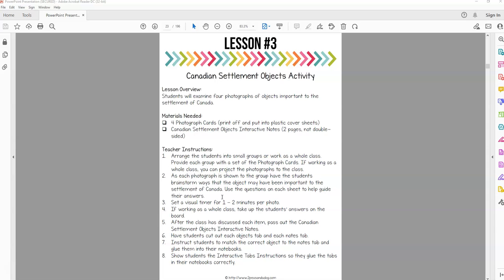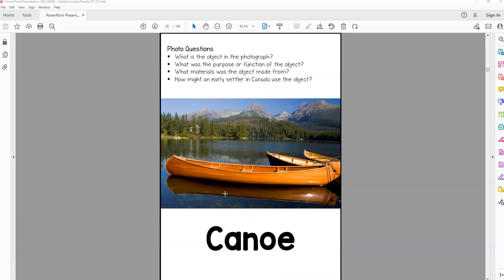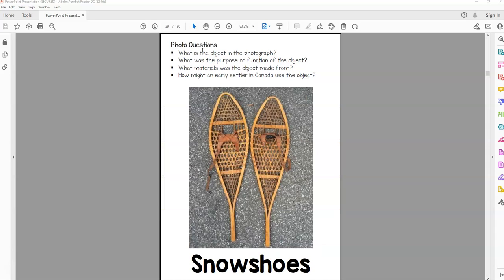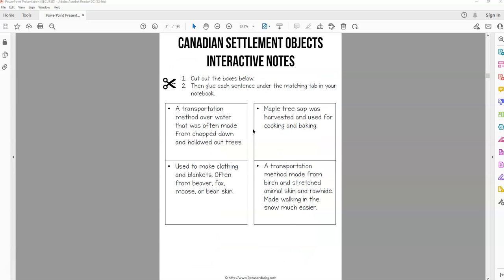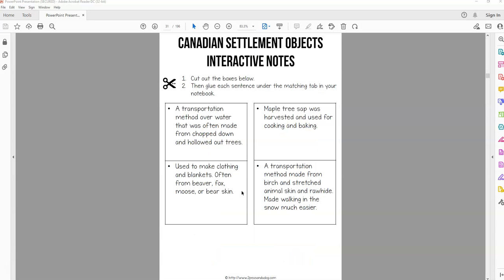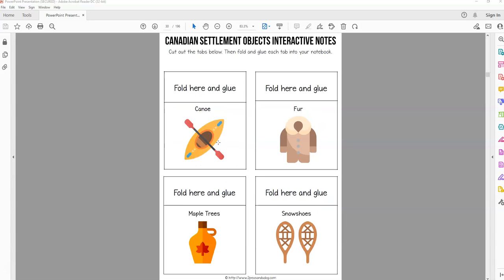And then another one is where students have to look at different photographs and explain what the object in the photograph is, what the purpose and function of the object is, what materials the object was made from, and how an early settler in Canada might use the object. Instead of writing it down, they're going to do some interactive folding notes, where they cut out each of these, fold them and glue them into their notebook, and then cut these out and stick them underneath the flap that they've created.